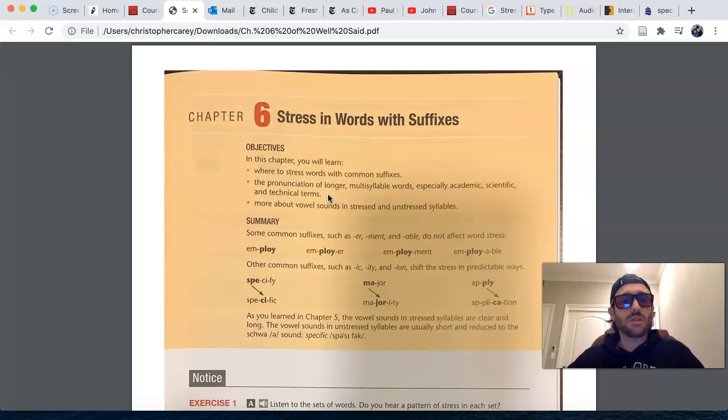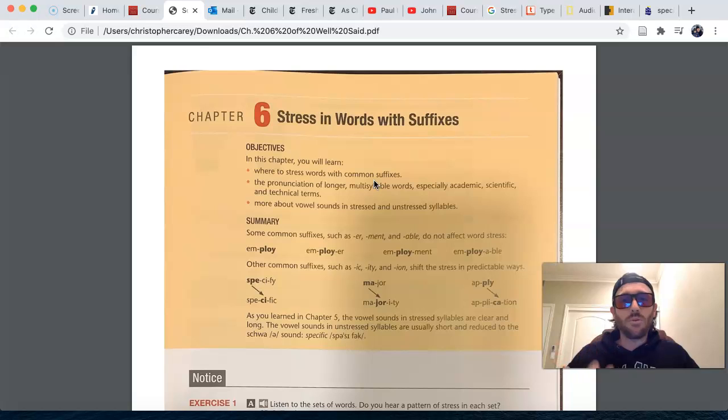You will learn the pronunciation of longer, multi-syllable words, especially academic, scientific, and technical terms. I think when we have words that have multiple syllables, 4, 5 syllables, it can be tricky. Where does the word stress go? There are a lot of syllables there. It may be difficult to pronounce, almost feel impossible to pronounce. But we're going to learn the patterns, right? The patterns for stress with these suffixes.